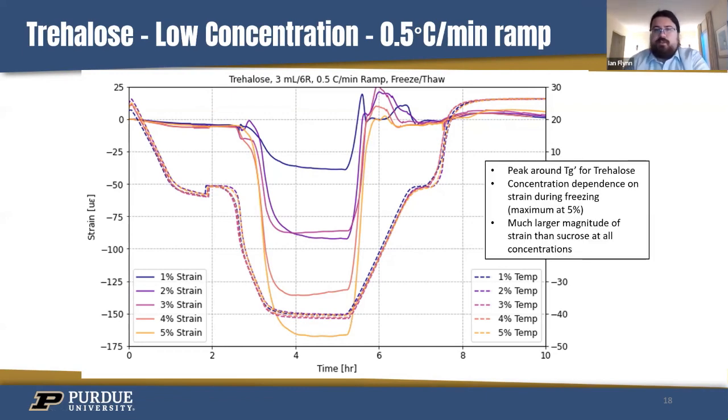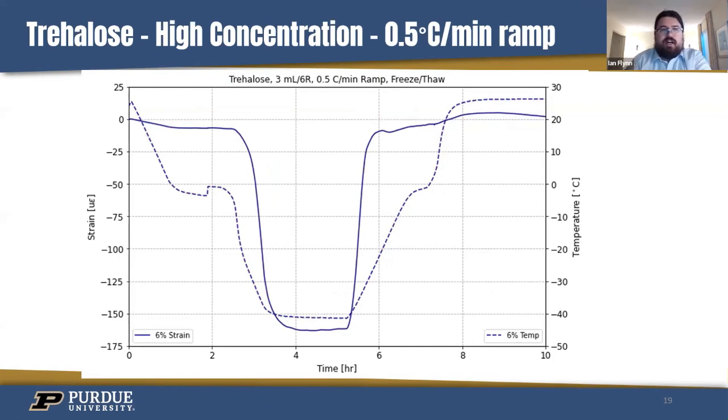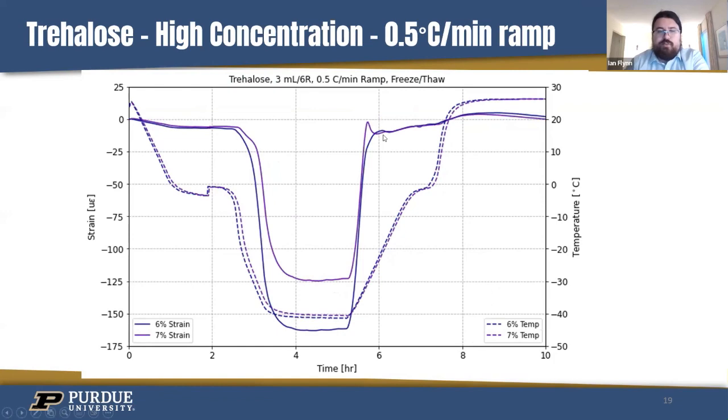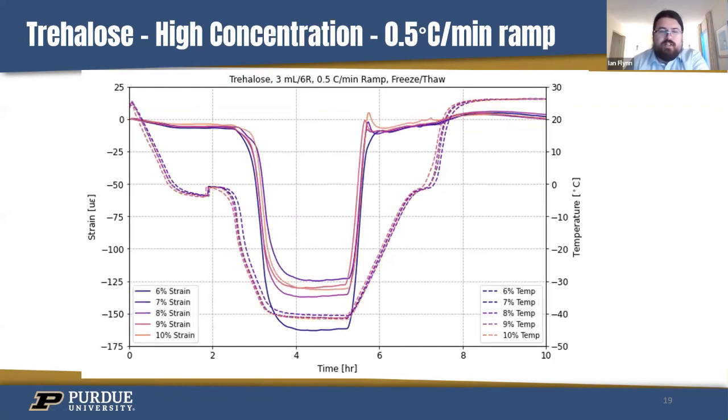So again, same takeaways that we saw from sucrose. We're seeing our peaks around our glass transition for most of these formulations, and its concentration dependence on strain. And then once we get to the higher concentrations, again, we're going to be seeing something very similar to sucrose, just with increased magnitudes. The biggest difference being at 6%, we're still not seeing this glass transition peak, but as we go to 7%, 8%, 9%, and 10%, we're seeing these peaks start to rise out.